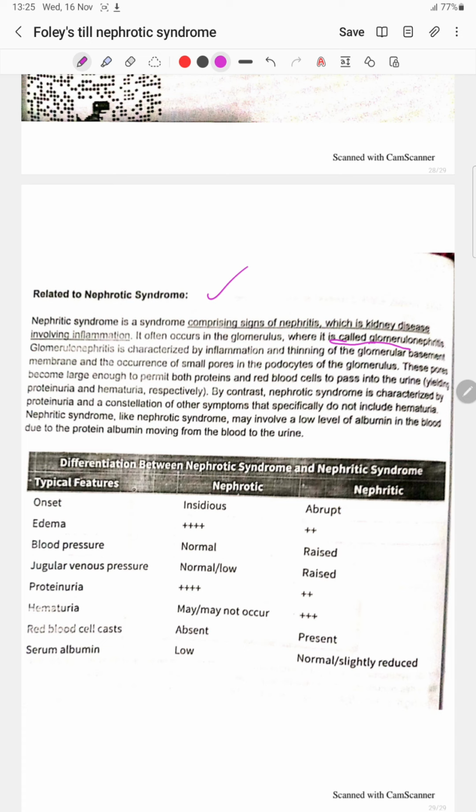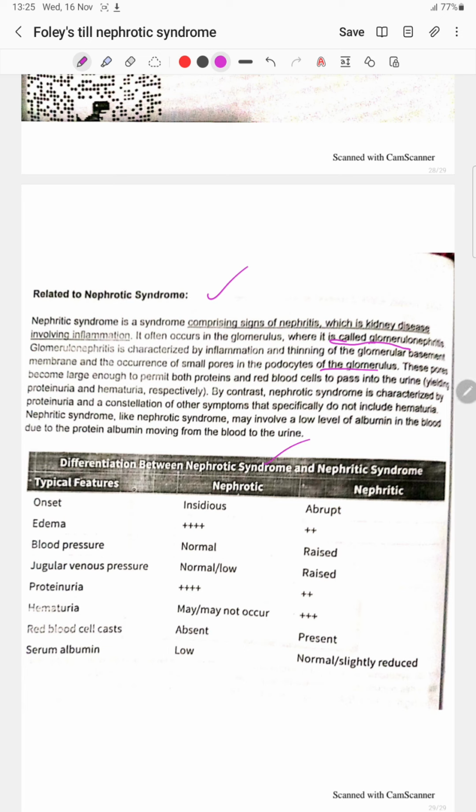Glomerulonephritis is characterized by inflammation and thinning of the glomerular basement membrane, and the occurrence of small pores in the podocytes of the glomerulus. These pores become large enough to permit both proteins and red blood cells to pass into the urine. By contrast, nephrotic syndrome is characterized by proteinuria and a constellation of other symptoms that specifically do not include hematuria. Nephritic syndrome, like nephrotic syndrome, may involve a low level of albumin in the blood due to the protein albumin moving from the blood to the urine.